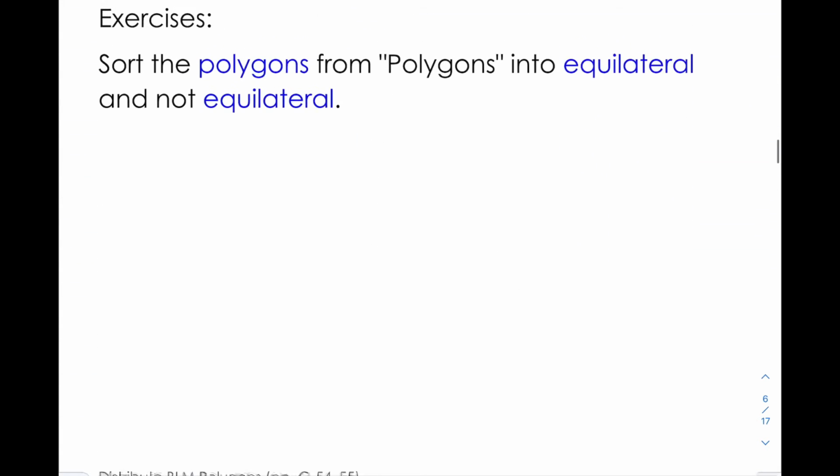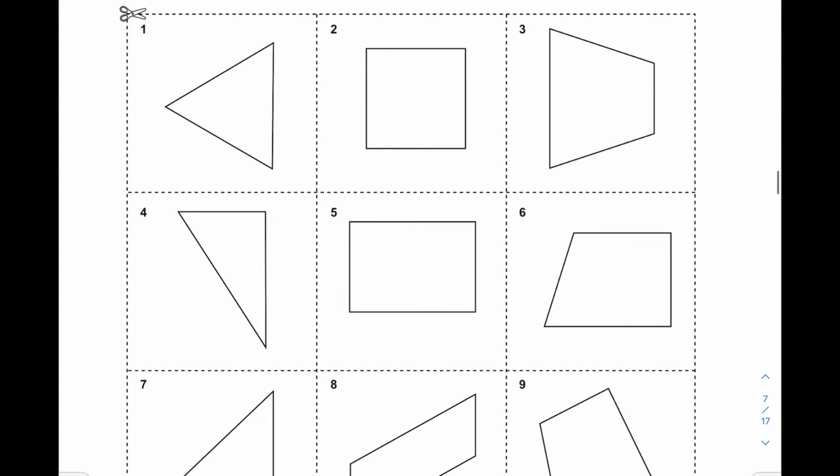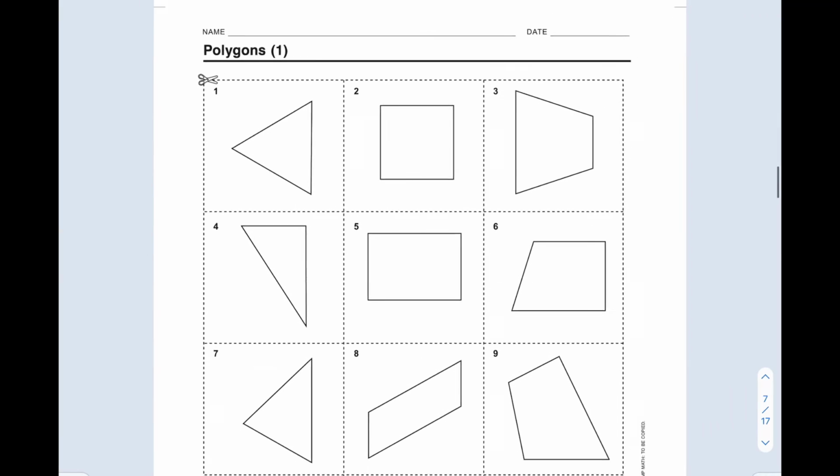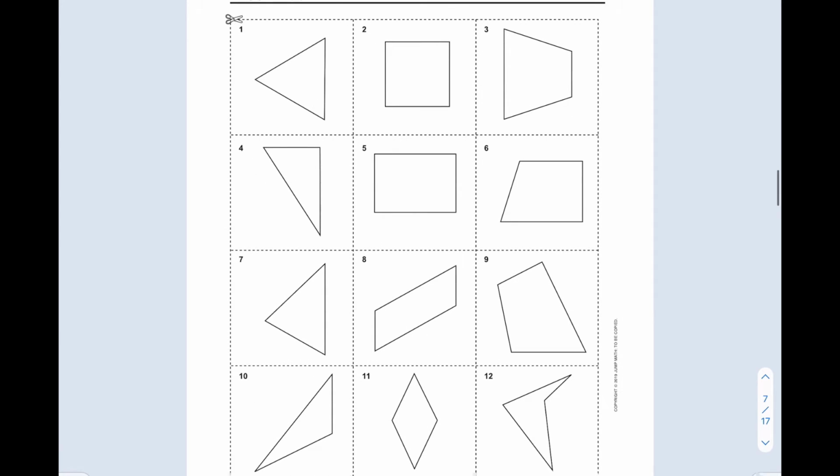So we're going to do some sorting here. Sort the polygons into equilateral and non-equilateral. Let me make this fit the page. There we go. So why don't you pause the video, take a look at these polygons, and decide if they are equilateral or not. Come back when you are ready.